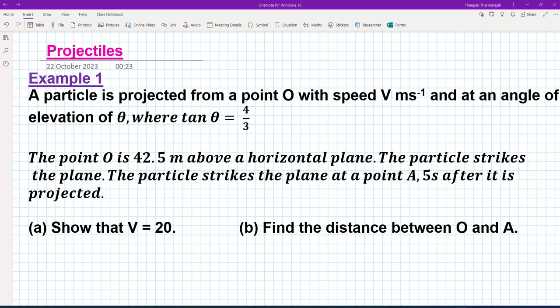In this video, we're going to go through the second type of projectiles at a given angle. So let's take the first example.